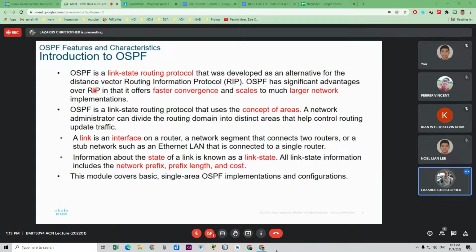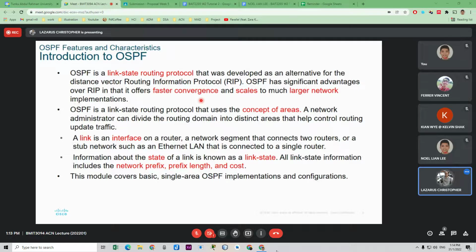Now, usually when we have an offshoot like this, where OSPF is developed separately from RIP, it is usually to provide extra functionalities. So you can see here, OSPF has significant advantages over RIP. For example, why should I use OSPF compared to RIP, right? So OSPF offers faster convergence.